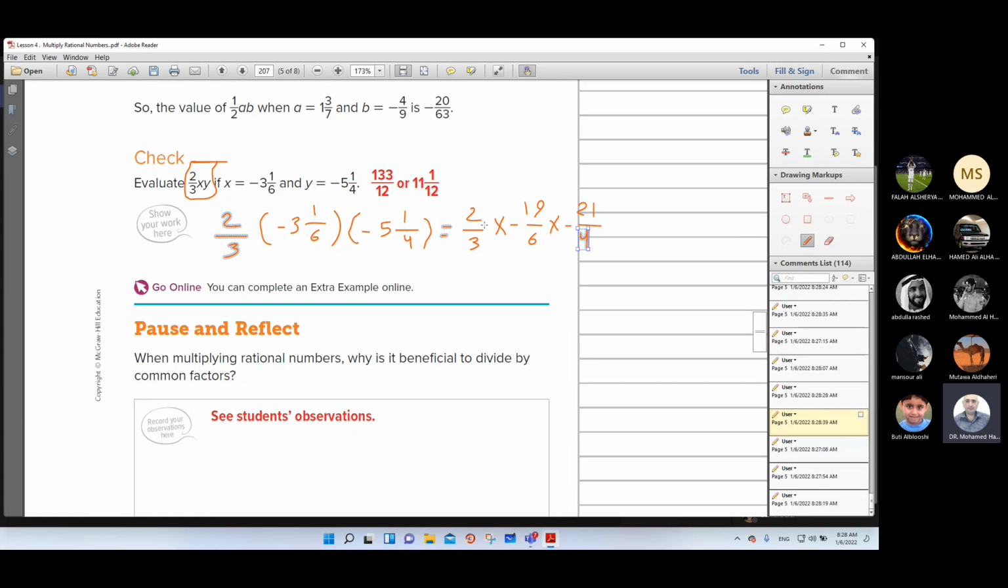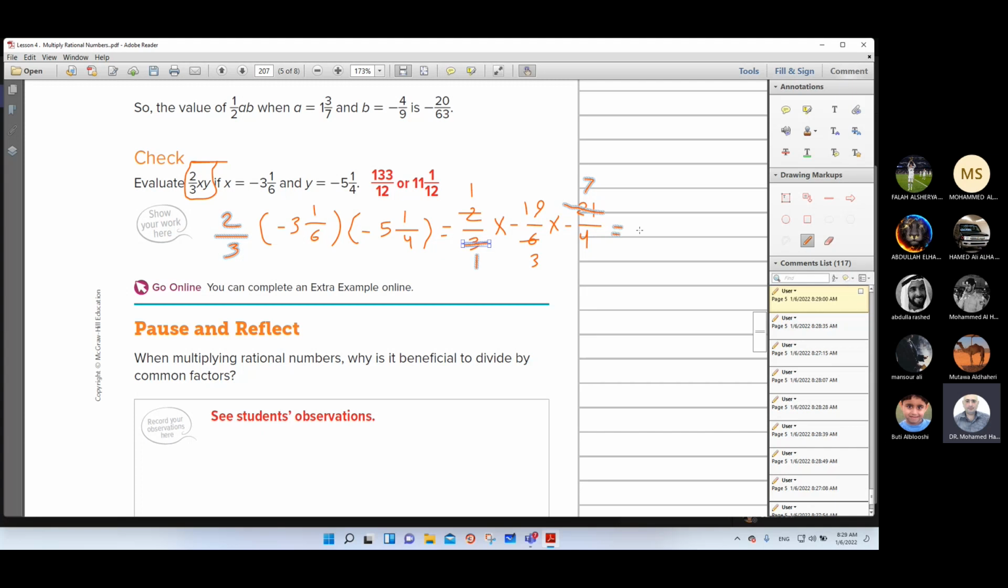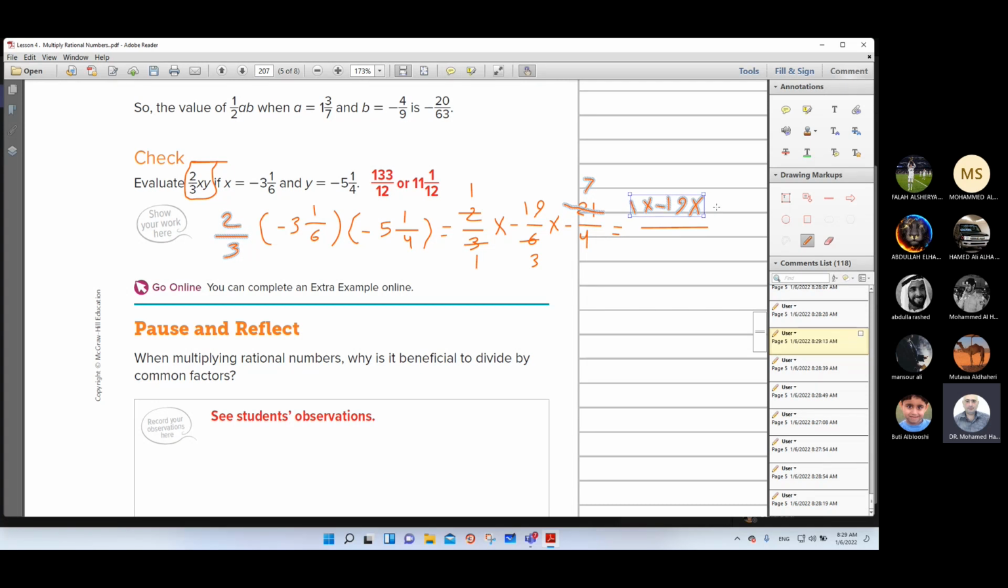You can do here simplest form. You can divide 2 by 2, you will get 1, and 6 by 2, you will get 3. Then you can divide 21 by 3, you will get 7, and 3 by 3, you will get 1. So you have up now 1 times -19 times -7. And down you have 1 times 3 times 4. Now positive times negative, negative. Negative times negative will be positive.